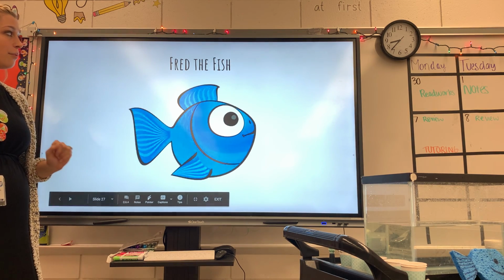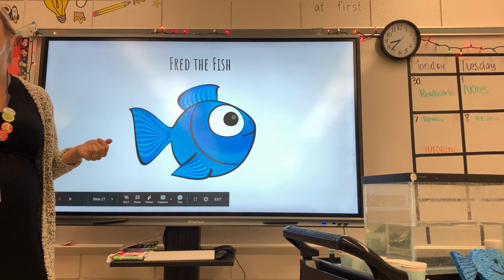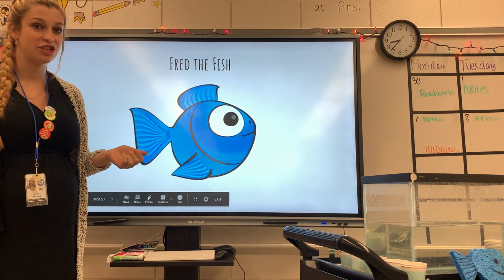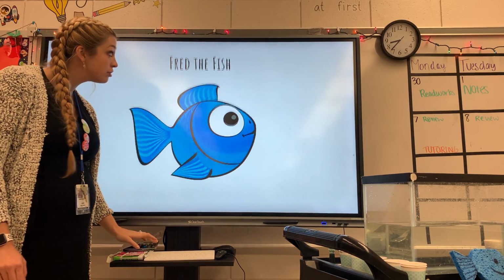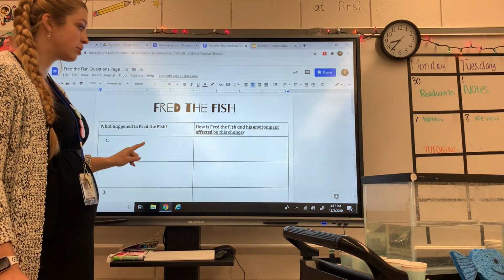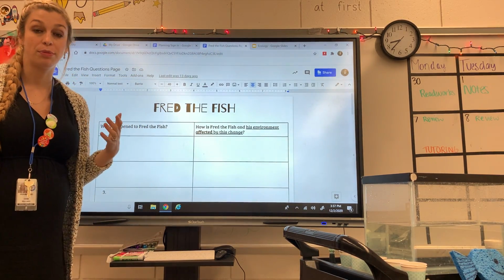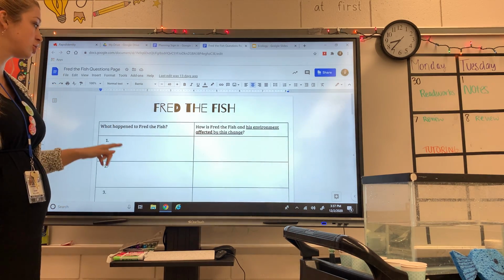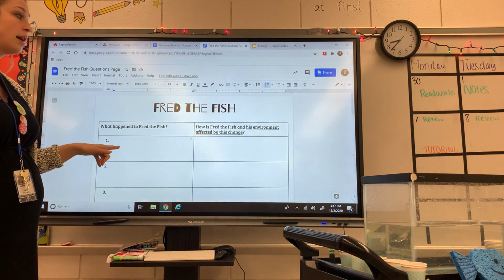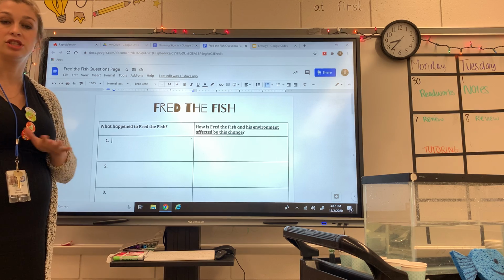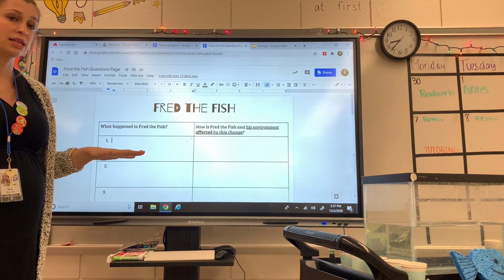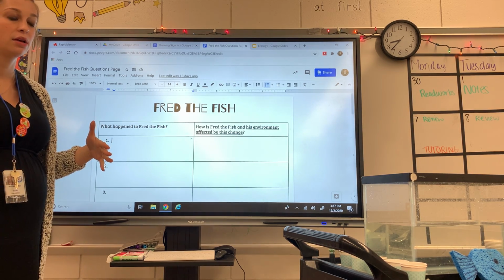So today we are going to learn a little story about Fred the fish. This is going to go with your assignment, which looks like this. You have to have this open to complete Fred the fish. So on the left side, you're going to type what happened to Fred. That's just the straight facts. It doesn't have to be a complete sentence, just what happened.